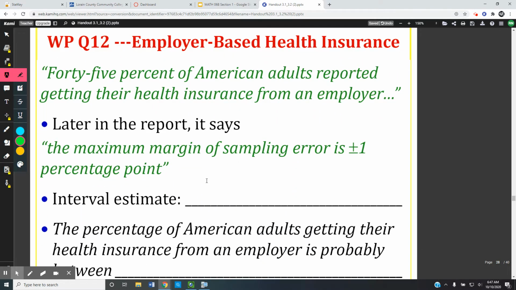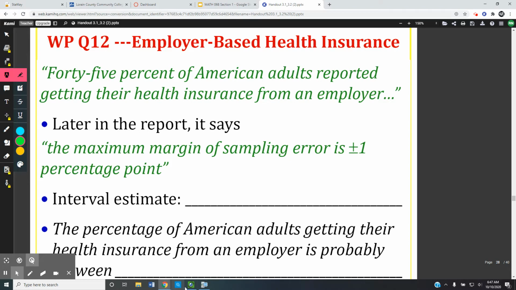So getting back to this question, it says 45% of American adults reported getting their health insurance from an employer. Later in the report, it says the maximum margin of sampling error is plus or minus 1. Okay, so now it starts to get into a little bit more detail for us. So what does that mean for us?